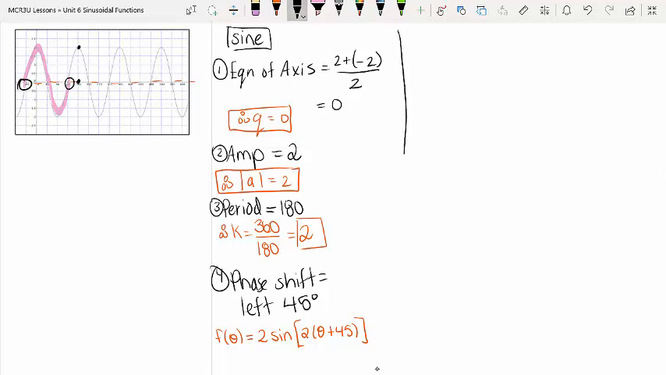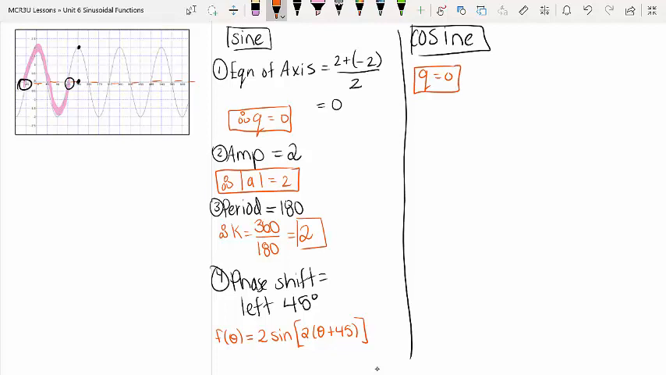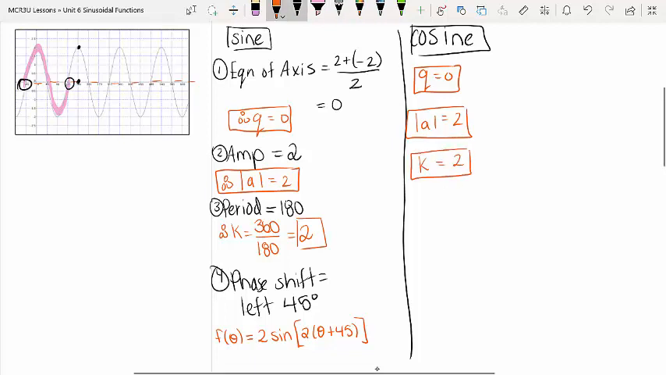Okay, so now, remembering the trends from the last question, we can take some shortcuts when developing the equation using cosine. Right? We learned that the axis, the amplitude, and the period are going to be all the same. It's just the phase shift that needs to change. So our q value is still going to be 0. Our a value is still going to be 2. Our k value is still going to be 2. It's just our phase shift we need to change.